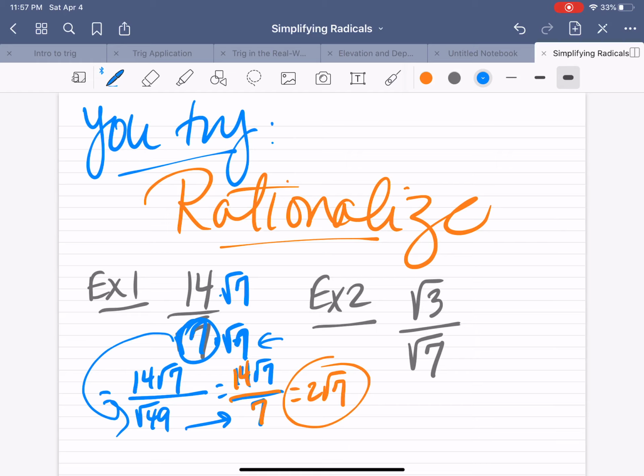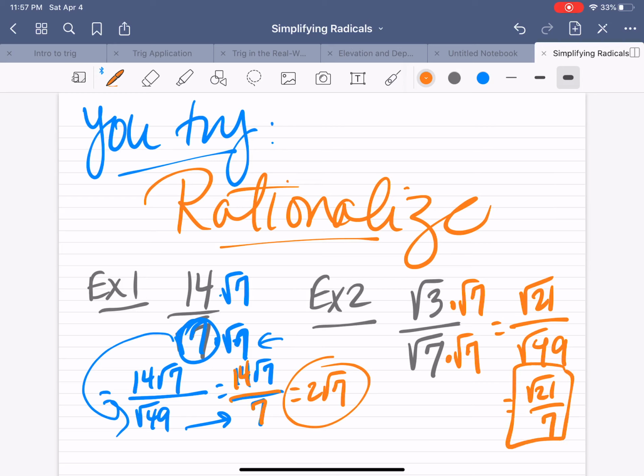So on example 2, you're rationalizing the following. So let's multiply both top and bottom by square root of 7. If you simplify at the top, you get square root of 21. And at the bottom, you get square root of 49. Now, square root of 21 cannot be simplified, so bring it down. Denominator, square root of 49 is 7.